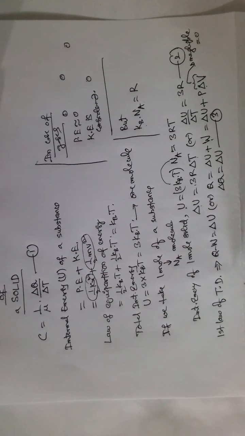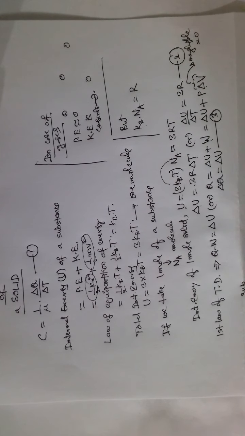Let us substitute this value in 1. We get C is equal to 1 by mu. Delta Q means delta U by delta T.